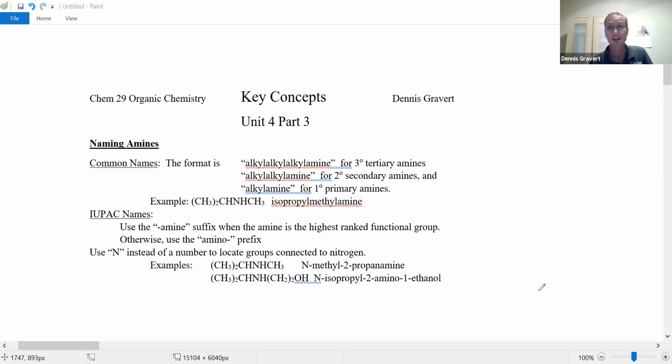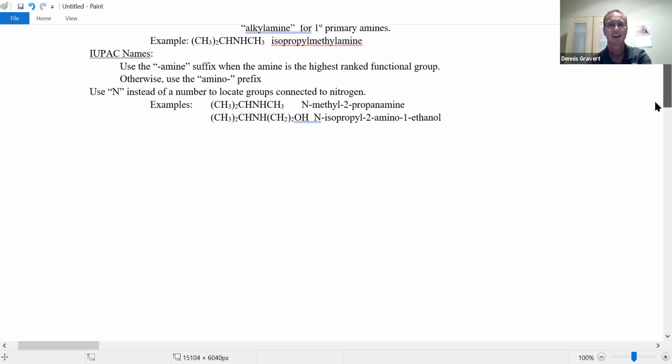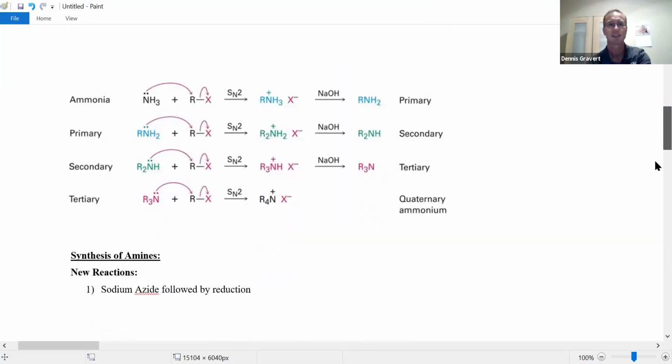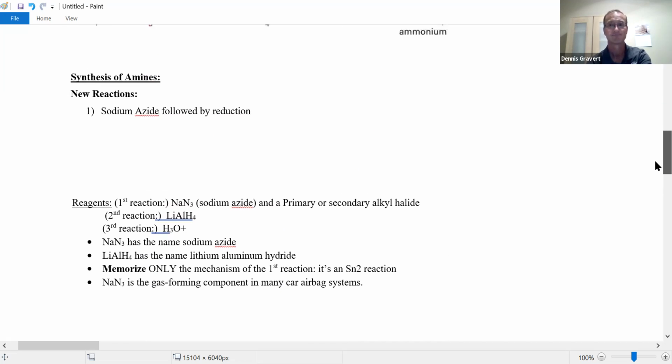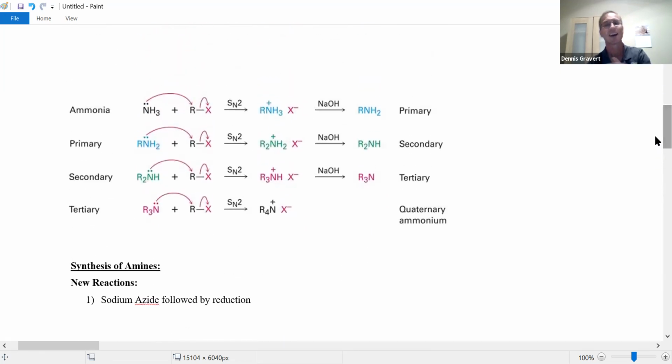Okay, so open up your key concepts, Unit 4, Part 3. First page of that document looks like this, but we already talked about naming, so scroll down, not too far, until you see synthesis of amines, new reactions. Now in the other documents, the last document, Unit 4, Part 4, you'll find this graphic describing the SN2 reactions using amines as nucleophiles. And we had touched on this in our last video, right?